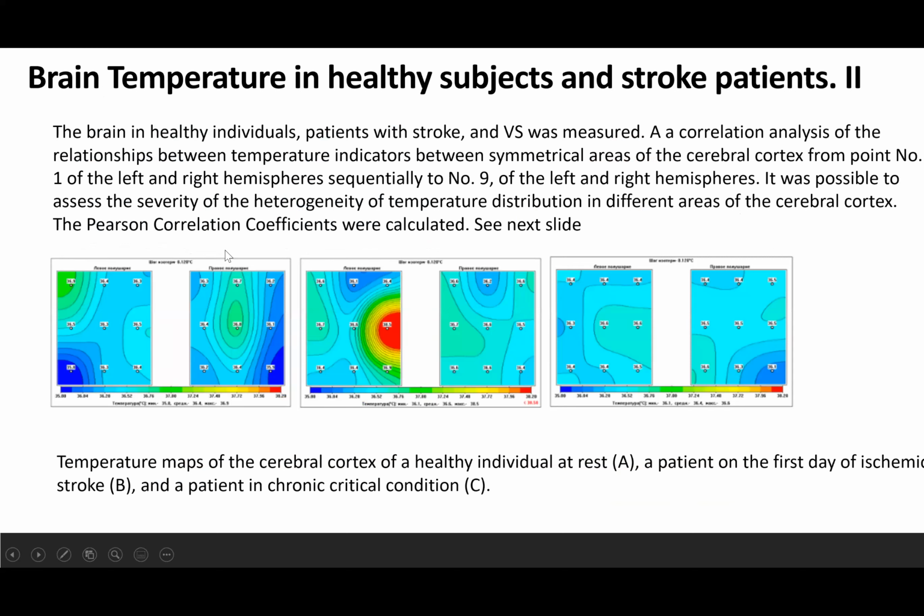So what we could measure, again, we could measure dynamics. Dynamics means these healthy individuals and patients with stroke, and the difference in patients in chronic critical conditions. The correlation between temperature indicators in symmetrical areas gives us, as I've mentioned, temperature distribution. And we applied it and ran some statistical analysis.